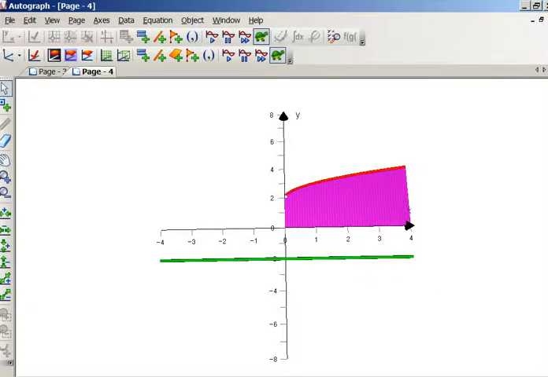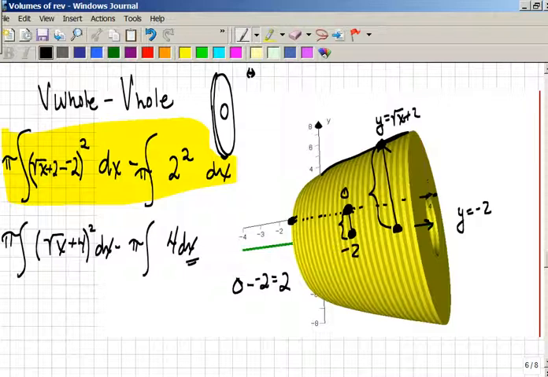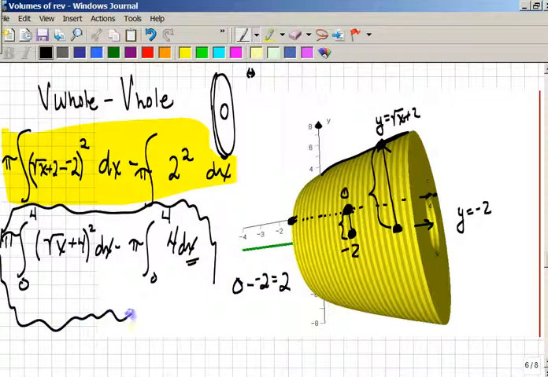Alright, so let's go back and finish this. So all I have to do is put in my limits of integration. 0 to 4, 0 to 4, and from there you would just perform the integration and you would have the final answer. But as I said earlier, the important part right now is just being able to set it up. Alright, so we're going to stop there with volumes of revolution using the washer method.